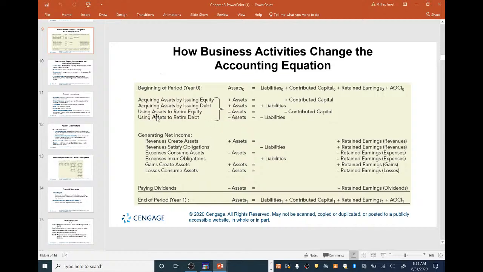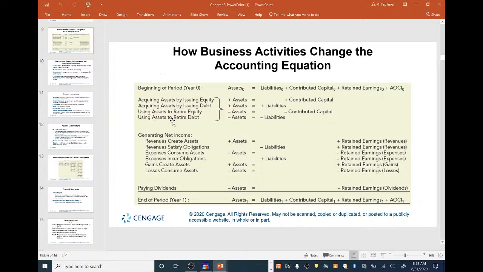So if we use assets, we're consuming assets. So assets are going to decrease. And we're using the assets to what? Retire equity. So our contributed capital is going to decrease because now we've actually retired some equity. So we paid back some of the equity or contributed capital that they originally put in.